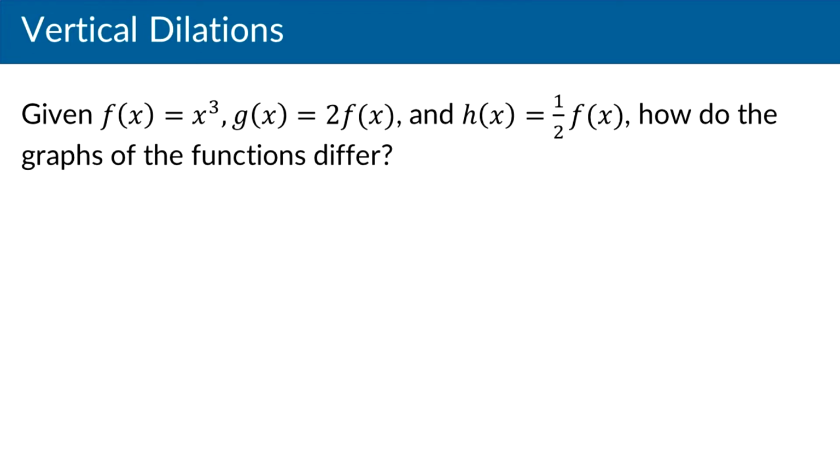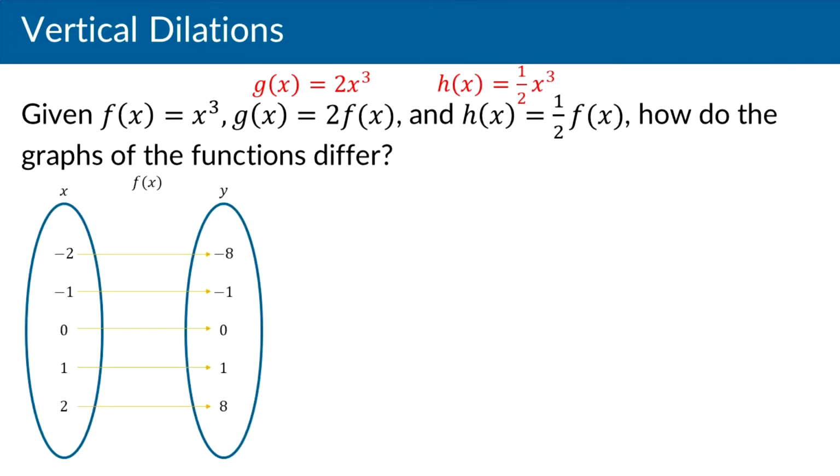Now I've defined g and h in terms of f, because that's how transformations are applied. The idea is you're taking one function and transforming it into another function. But in order to explore this concretely, we're going to want to actually know what the equations for those functions are. So if I sub in f of x into g of x, instead of having 2 times f of x, I'll now have 2 times x cubed. And likewise for h of x, instead of having 1/2 f of x, I will have 1/2 x cubed. So now I have equations for both g and h in terms of f.